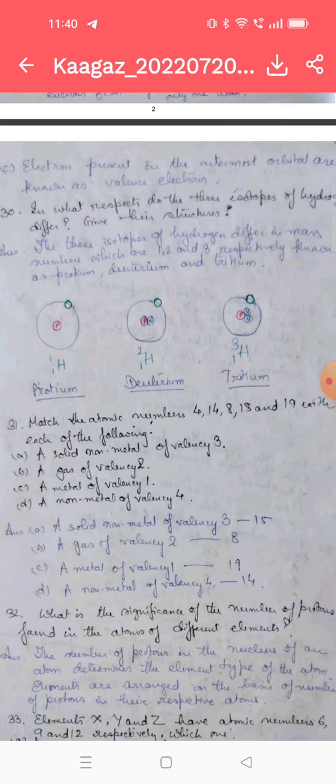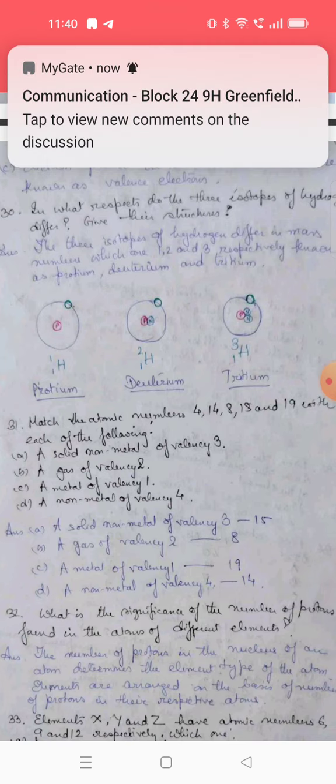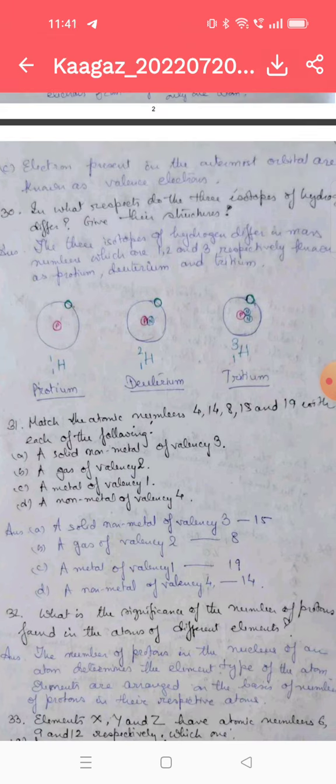So protium has 1 proton and 1 electron. Deuterium has 1 proton, 1 neutron and 1 electron. Tritium has 1 proton, 2 neutrons and 1 electron. Okay, so what happens? Protium will have mass number 1 and atomic number 1. Deuterium has mass number 2, atomic number 1. Tritium has mass number 3 and atomic number 1.